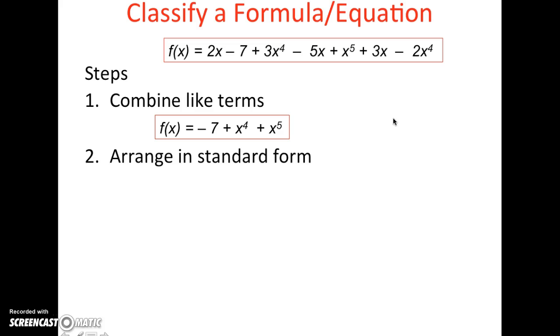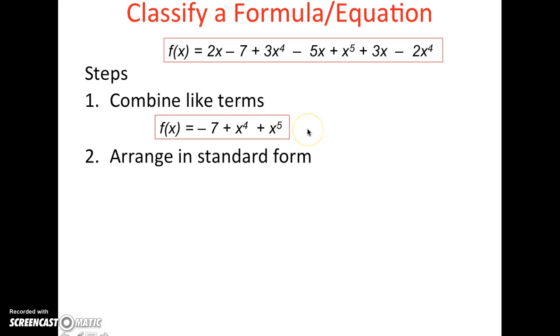The next step is to arrange in standard form. Now actually you don't have to do this step in order to classify it. You could still classify it without doing it that way. But the cool thing about arranging in standard form is that, remember with standard form, the term with the highest power goes first, and then all subsequent terms follow after.